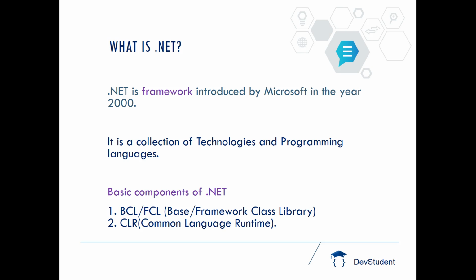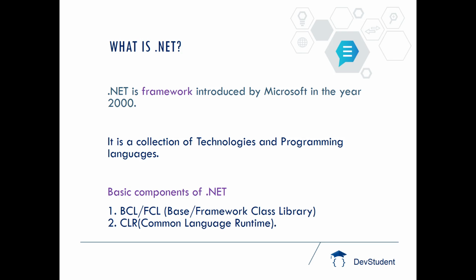So here we have a question, what is .NET? So .NET is a framework which is introduced by Microsoft in the year 2000. So .NET is not a technology, it's not a single programming language, it's a collection of programming languages and technologies. In the year 2000, Microsoft has given an outline which is known as .NET, which has multiple technologies and programming languages inside it. And every year it is adding more technologies and programming languages to the same framework. So nowadays in .NET we have more programming languages and technologies.